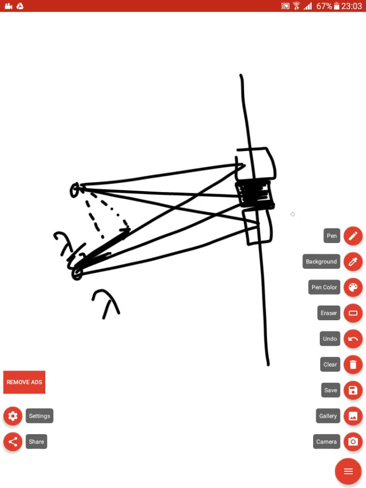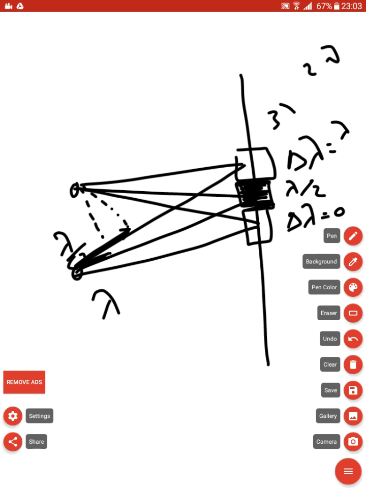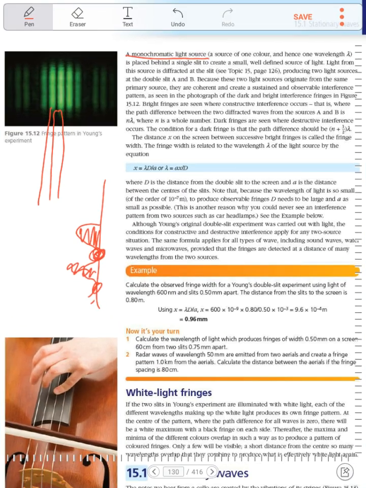So if the difference in the path between the two sources is 0, lambda, or 2 lambda, we have constructive interference. And if the difference is lambda over 2, 3 lambda over 2, and so on, we have destructive interference.